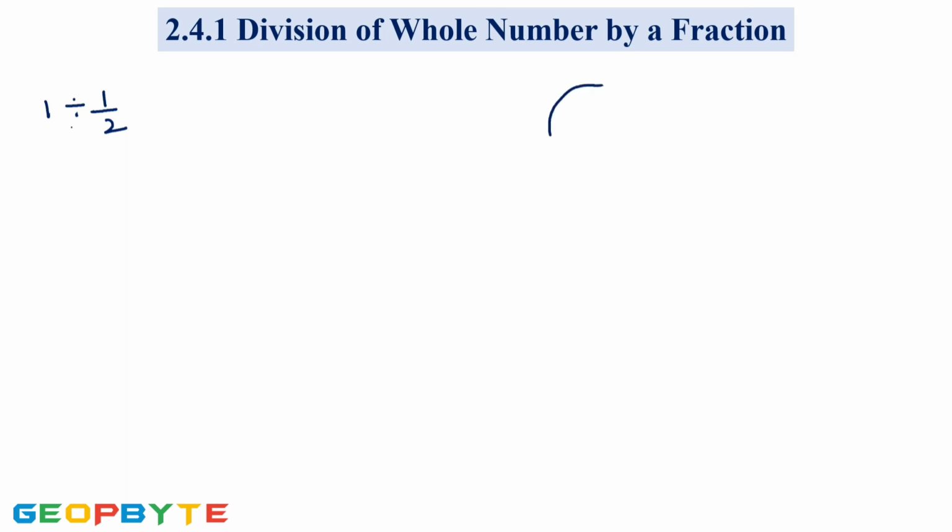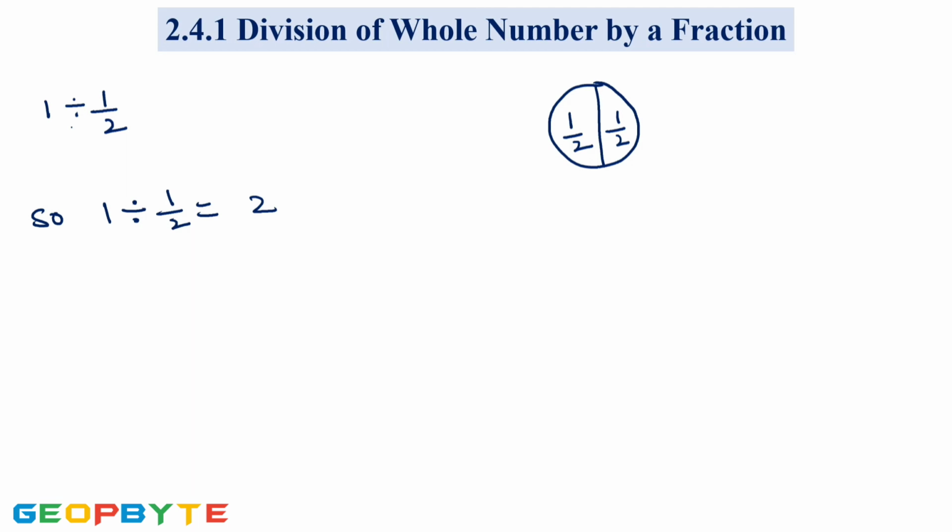Let us consider this whole. We are dividing it into equal parts. This is 1 by 2 and this is also 1 by 2. How many half parts do you see? There are two half parts. This is one half part and this is one more half part. So 1 divided by 1 by 2 is equal to 2.